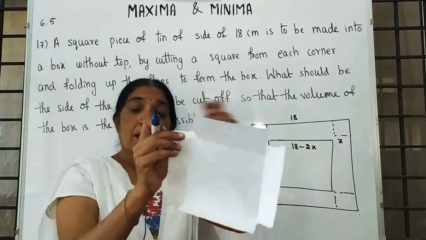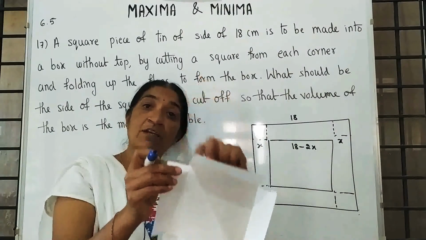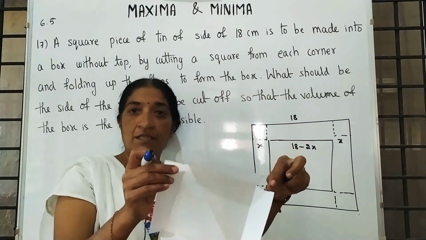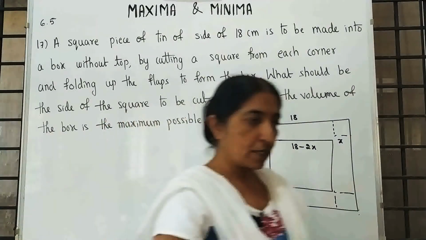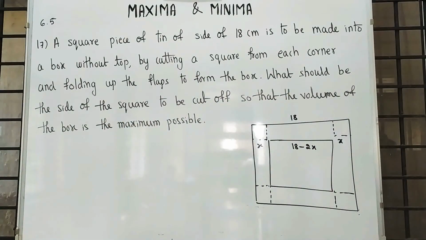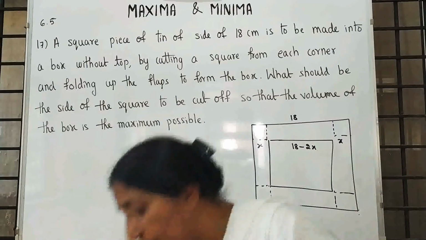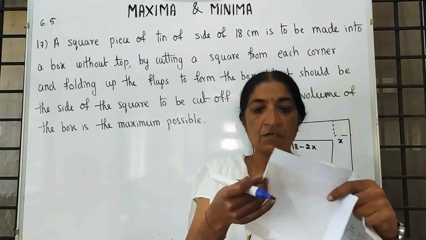Without cutting, it is 18 centimeter. When you cut, this is x centimeter, this is x. Total 2x. Remaining is 18 minus 2x. So here, what is the question? Then they will make a box, and I showed how to make the box. This is a box.